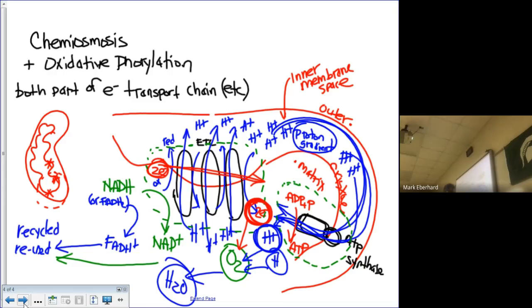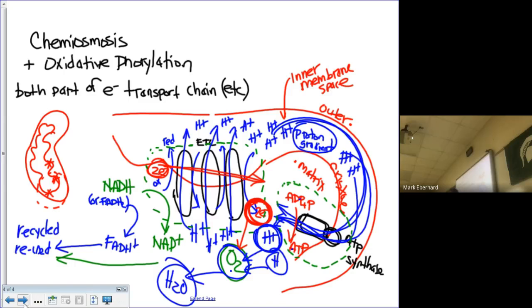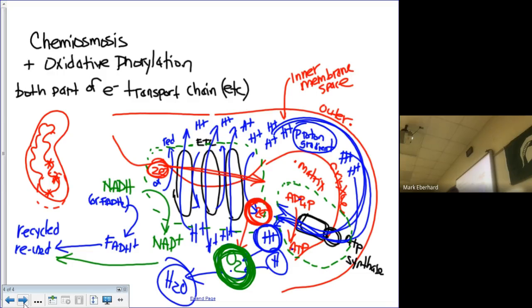Oxidative phosphorylation requires oxygen in order to phosphorylate ADP into ATP. Whoops, I mixed up my markers. This is why we breathe. Right there. It's the whole reason you breathe.